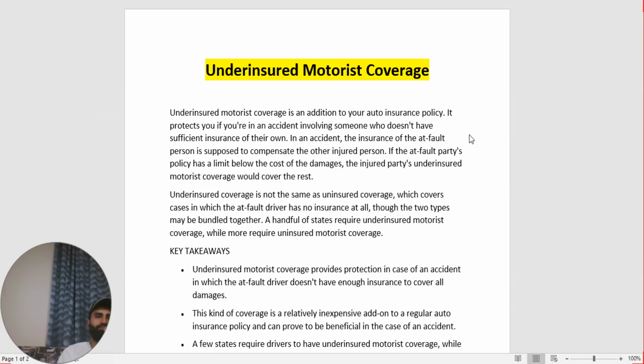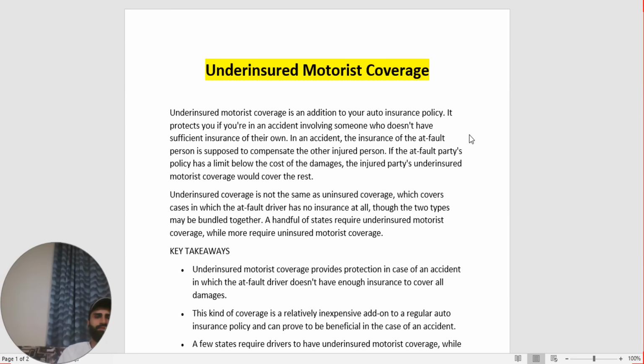Underinsured motorist coverage is an addition to your auto insurance policy. It protects you if you are in an accident involving someone who doesn't have sufficient insurance of their own.